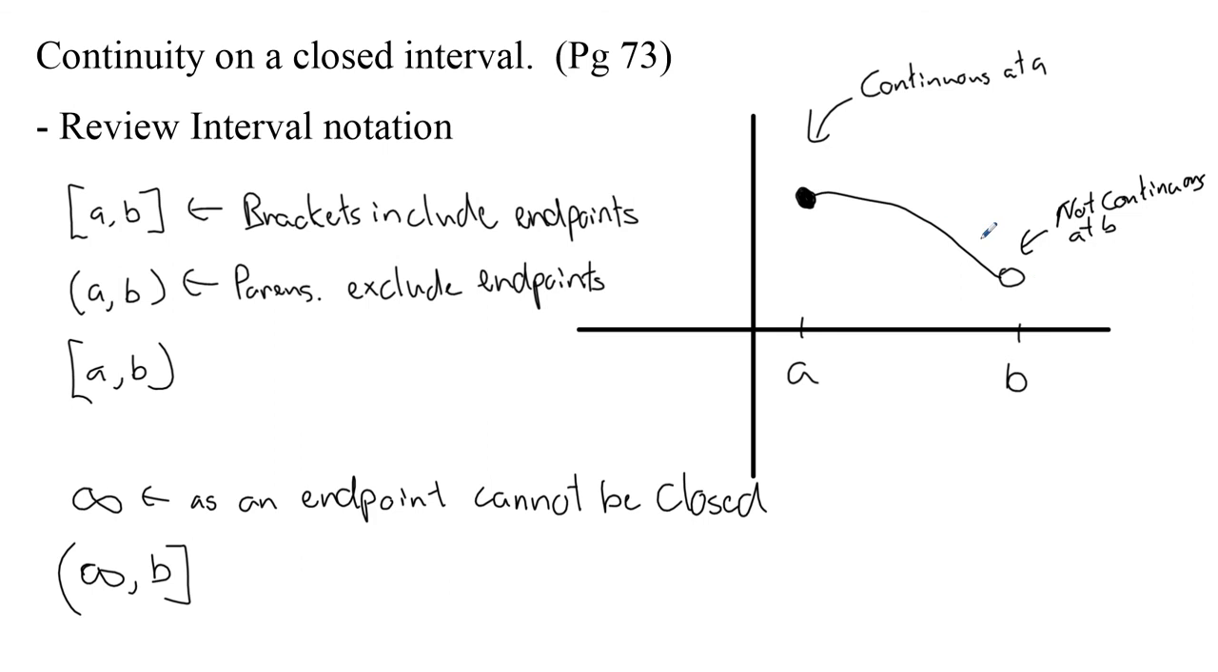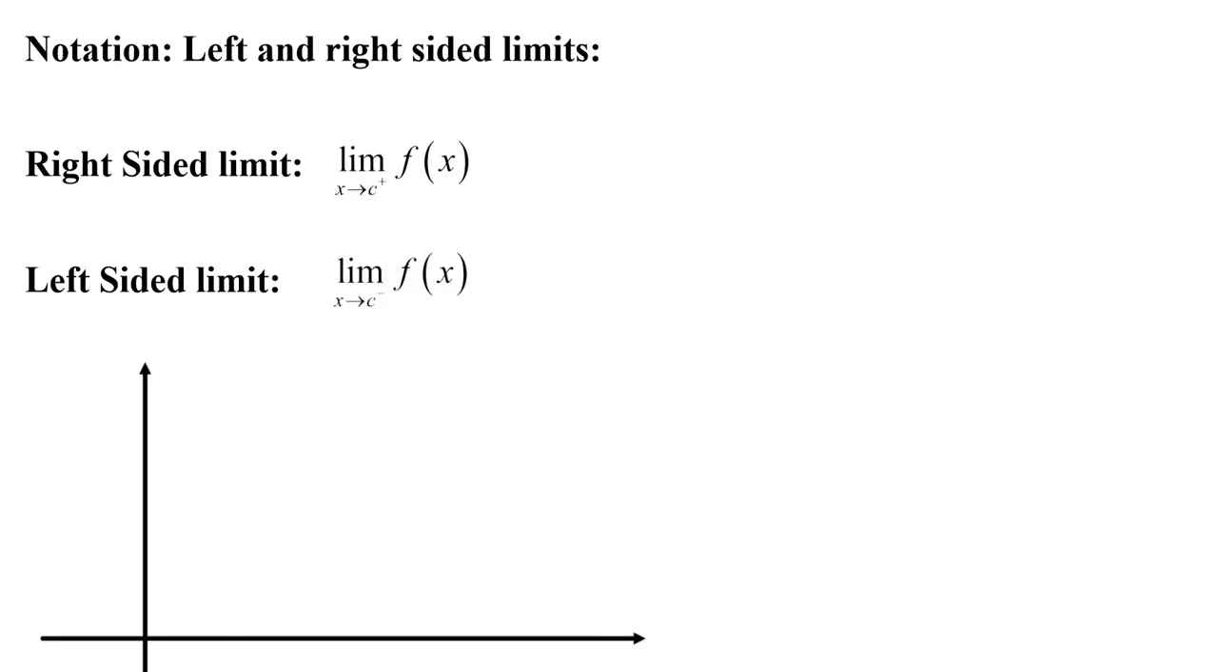The limit exists. The right-sided limit exists, the left-sided limit exists, but it's not continuous. So, formally defining what left and right-sided limits are.